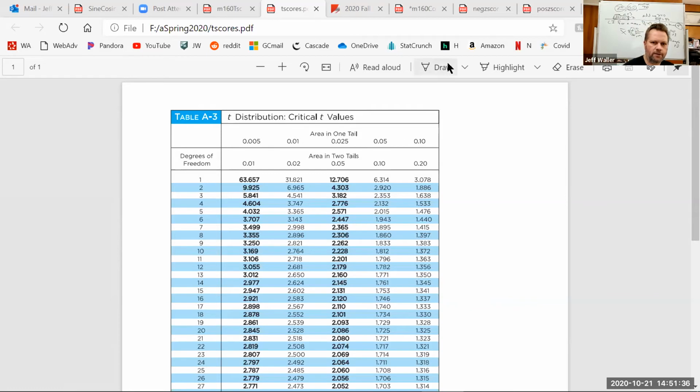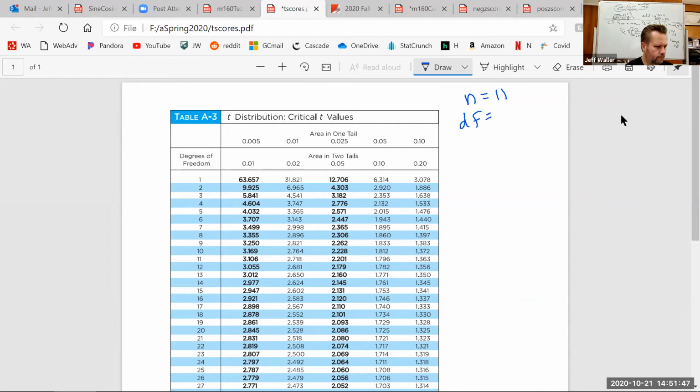Let me ask you a couple things. What if n is 11? What will the degrees of freedom be? 10. It's amazing. Degrees of freedom is always n minus 1. So do you see over here? If your n is 11, do not go to the 11th spot. That's wrong. You want to go to the 10th spot. Now, stay with me. It's going to take a little getting used to. This chart is definitely different than we're used to.